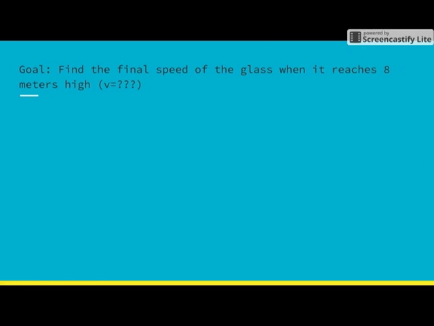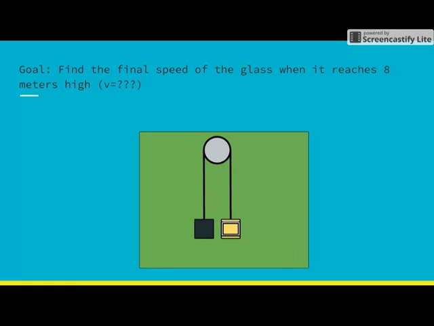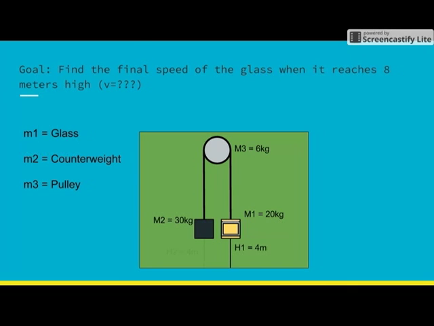Our goal is to find the final speed of the glass when it reaches 8 meters high. And our diagram shows mass 1 of the glass at 20 kilograms, mass 2 of the counterweight at 30 kilograms, mass 3 of the pulley at 6 kilograms, both heights of mass 1 and 2 at 4 meters, and the final height at 8 meters.